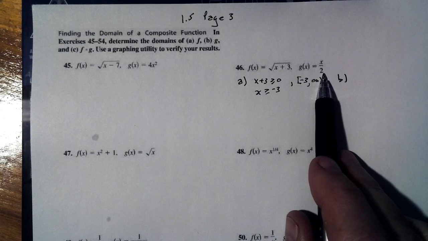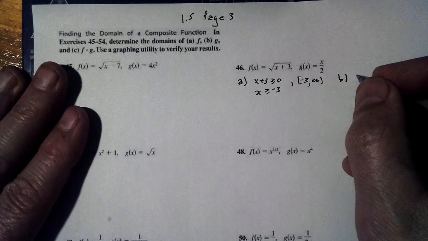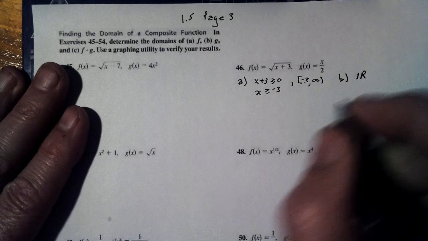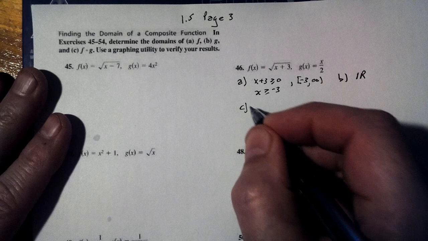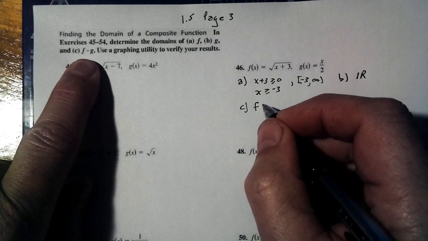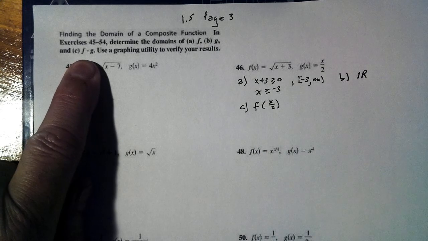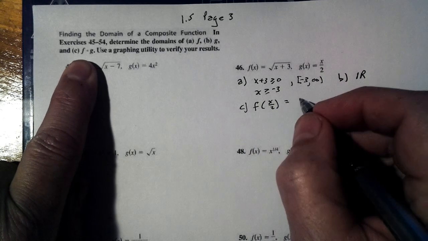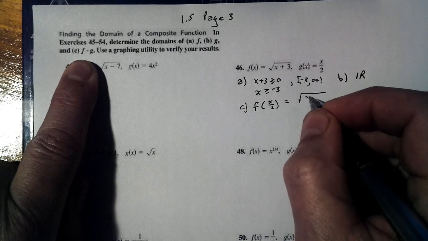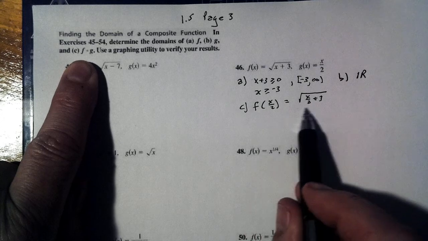I can start with anything I want here for x because I can divide any kind of number by 2, so that is all real numbers. And now for C, f of g, I need to find f of g of x. So f of x over 2 is square root of x over 2 plus 3. That is f of g of x.